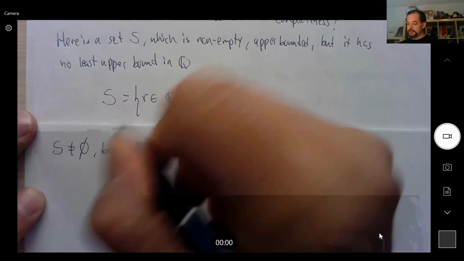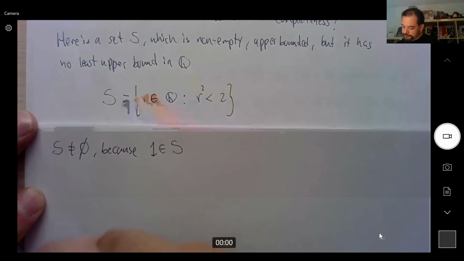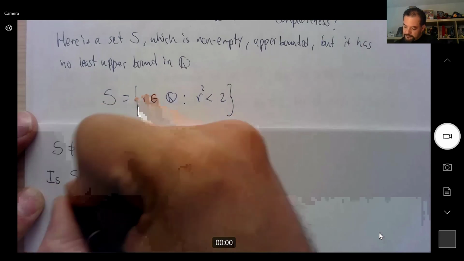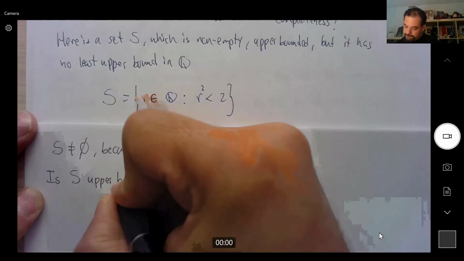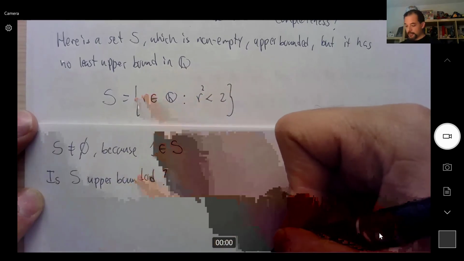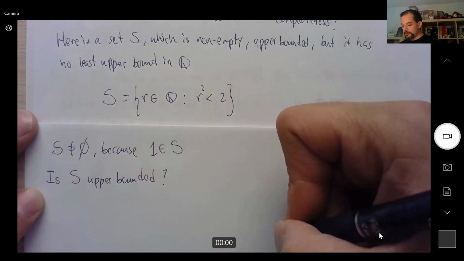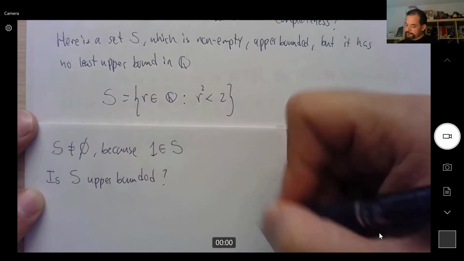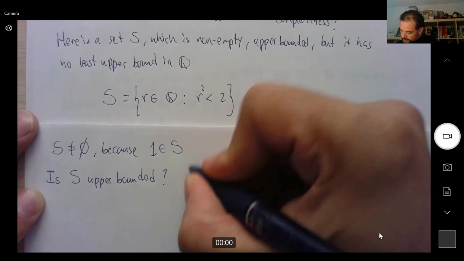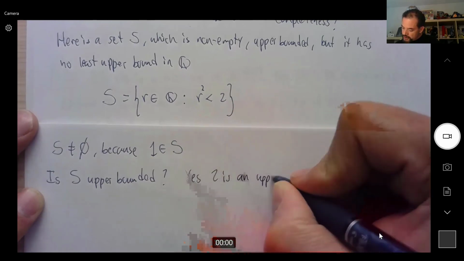Does it have an upper bound? Is it upper bounded? Is the upper bound in the rationals or just? Yes. 2 is an upper bound, right? Yes, 2 is an upper bound. How do we check that?